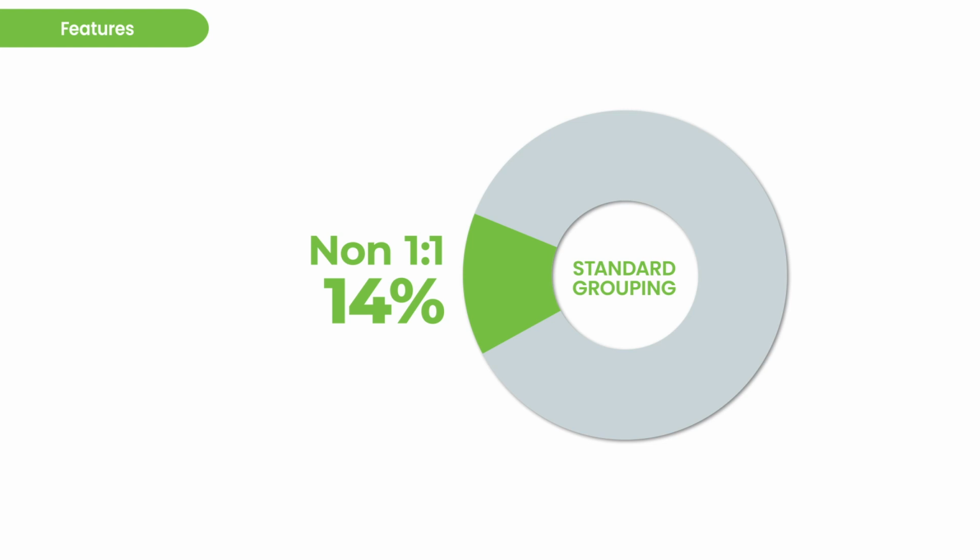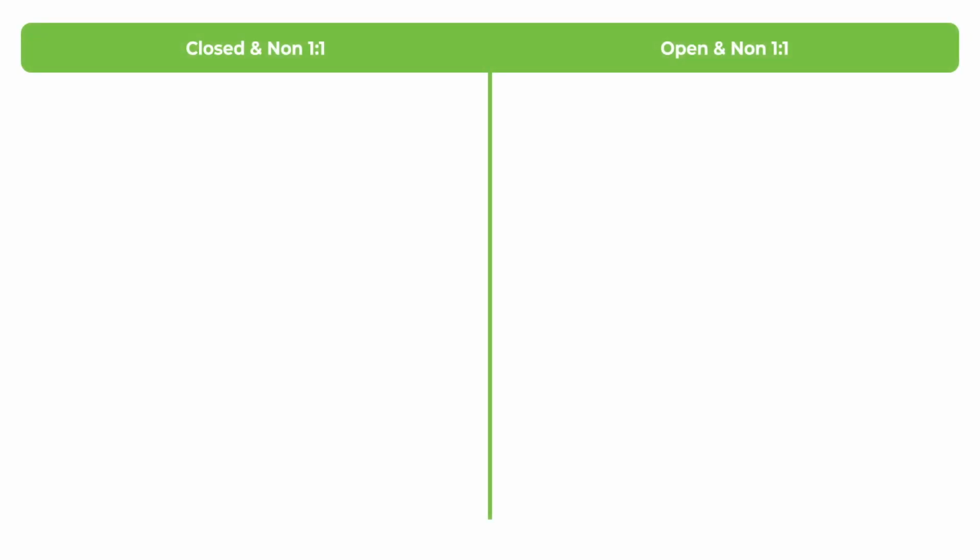When it's present, you need to be aware of it so you know how to deal with it. It could go a couple of different ways. So let's look at it from the perspective of closed and non-1-to-1 versus open and non-1-to-1, meaning we know how many players go to each team or we don't.